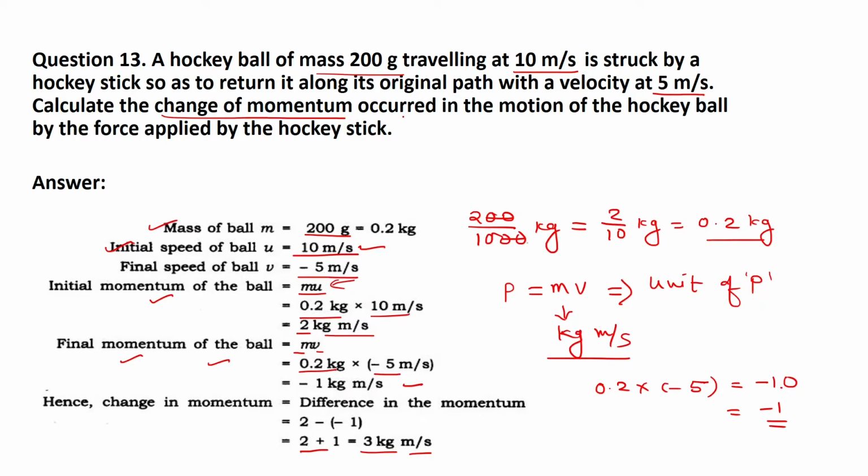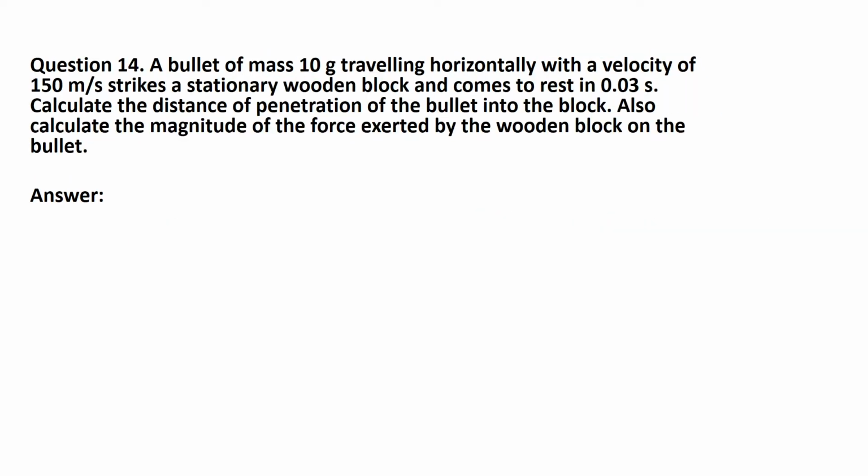Question number 14. A bullet of mass 10 gram traveling horizontally with a velocity of 150 meter per second. It strikes a stationary wooden block and comes to rest in 0.3 second. So just observe this motion. This is a ball. Suppose it's moving in this direction.